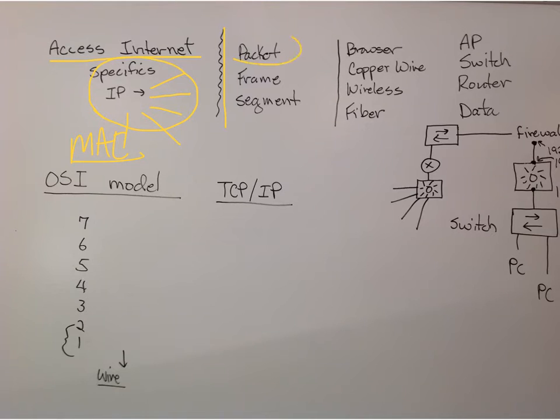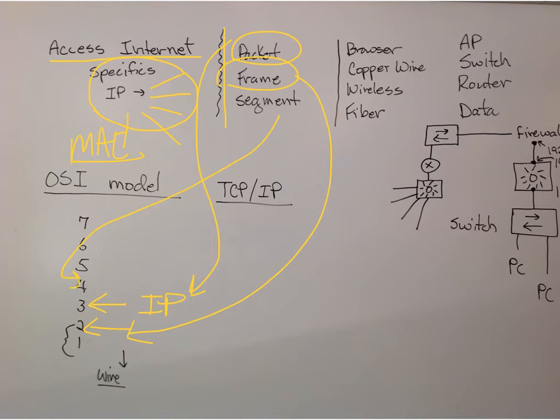So a packet would be at layer 3, where we talked about IP addressing, that would be the network layer. A frame would be at layer 2. Maybe I should draw this. And the packet would be right here. Okay? And then a segment, that would be at the transport layer.